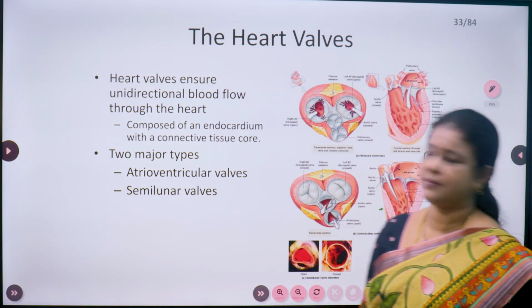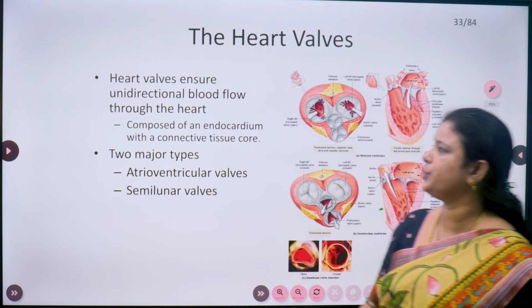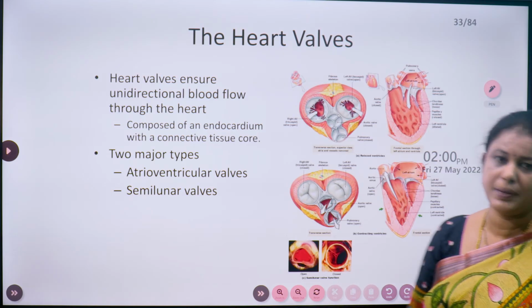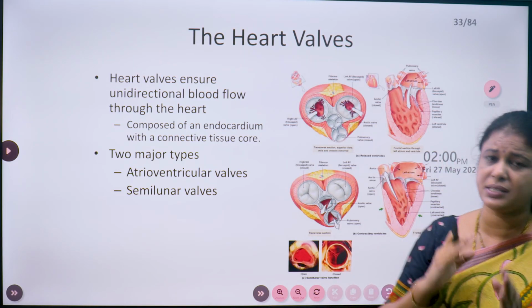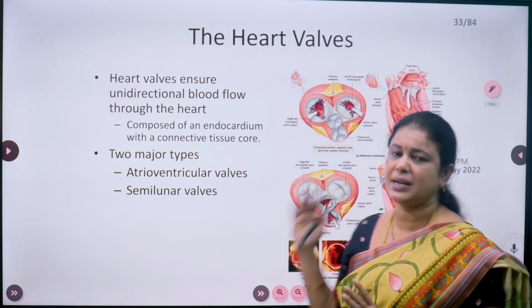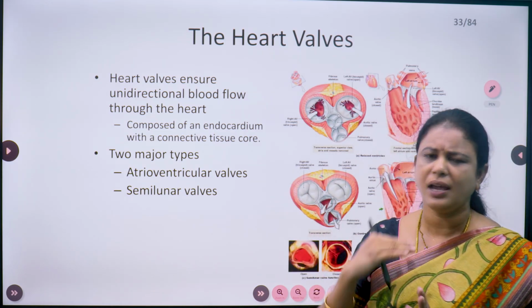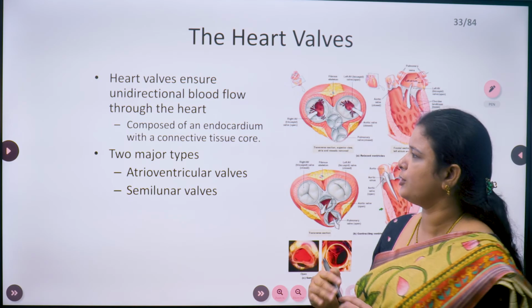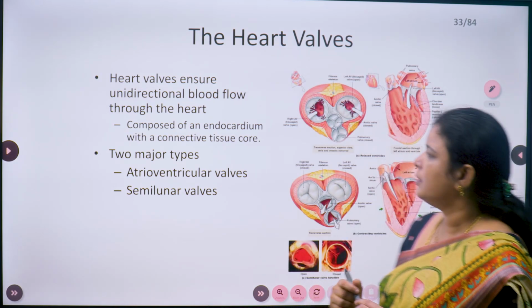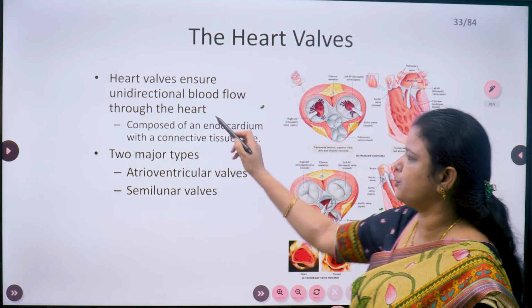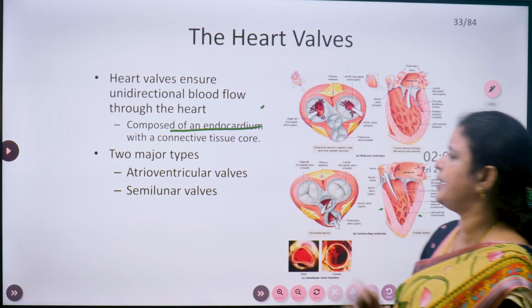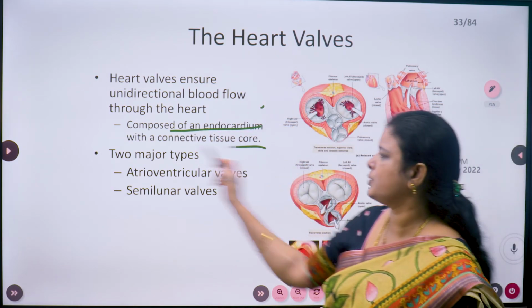Next, heart valves. Heart valves ensure unidirectional blood flow, meaning only one direction. So blood flow through the heart valves is only in one direction. Heart valves ensure unidirectional blood flow through the heart. It is composed of an endocardium with a connective tissue core.